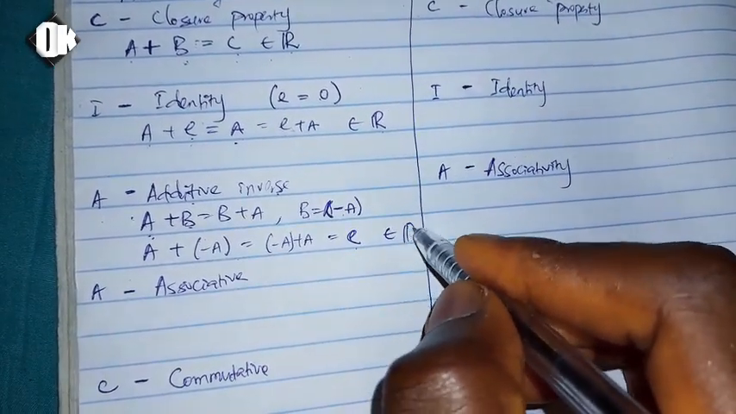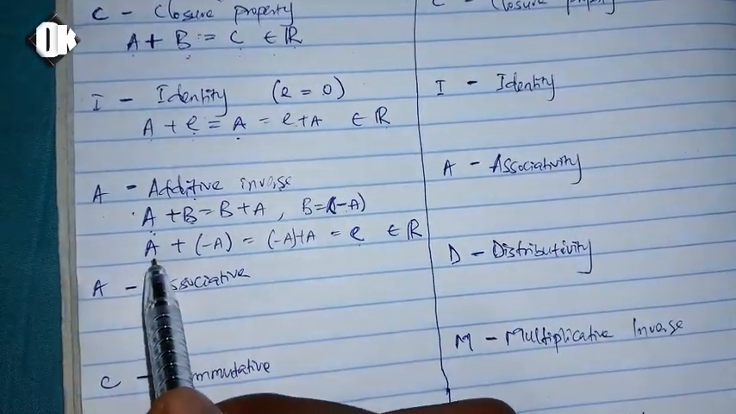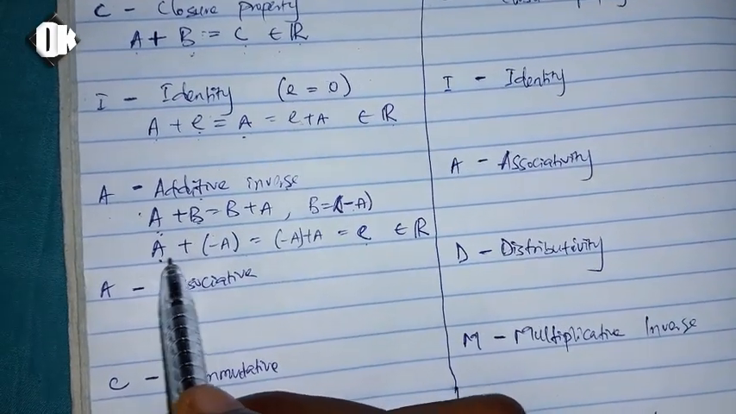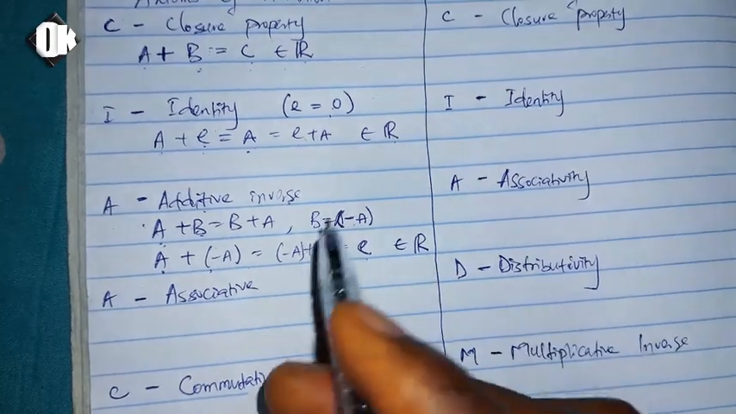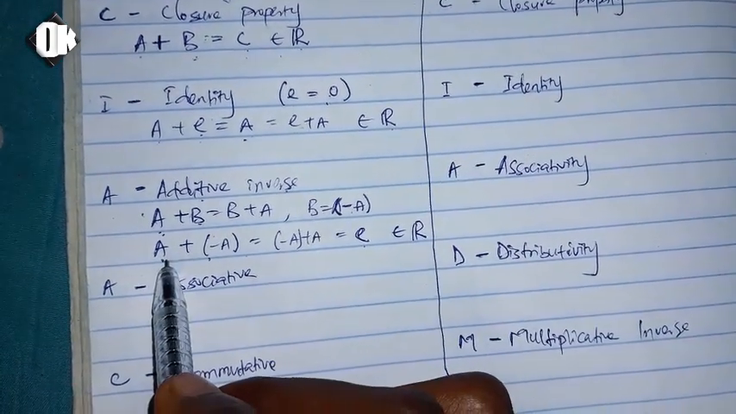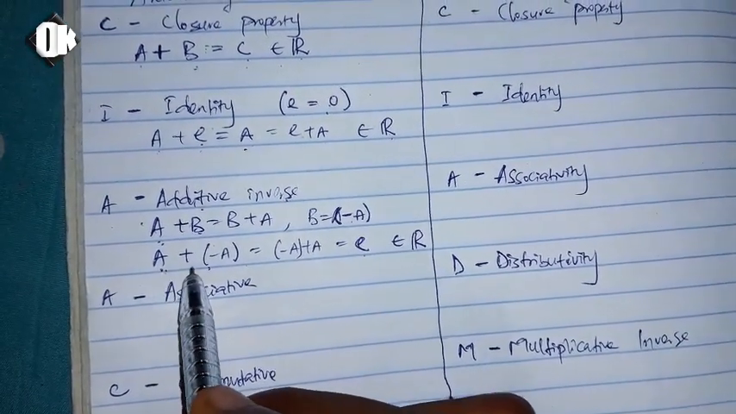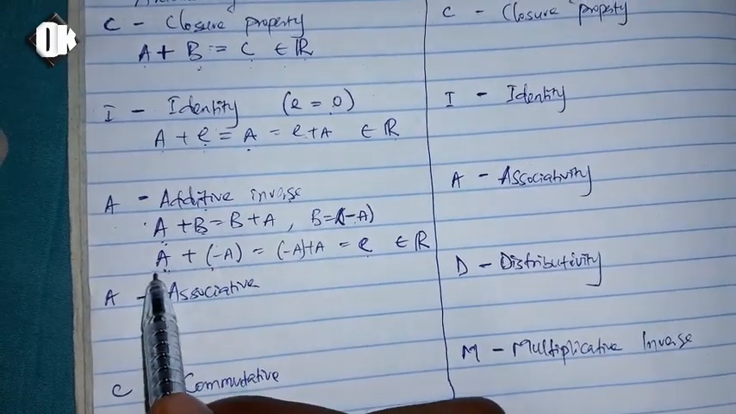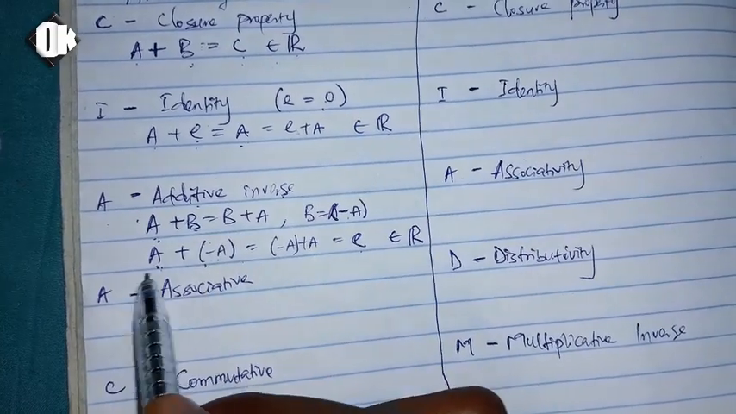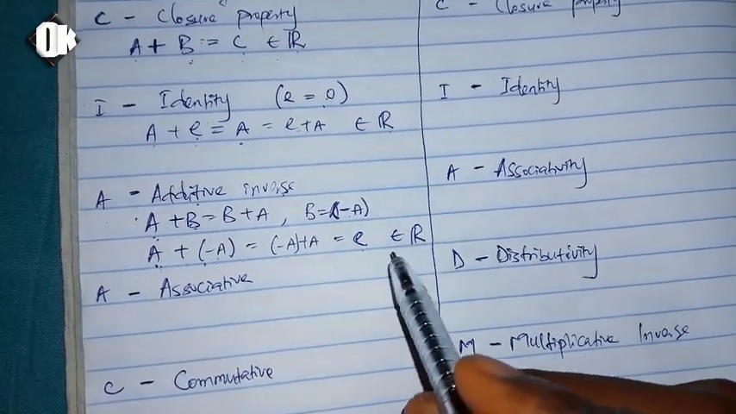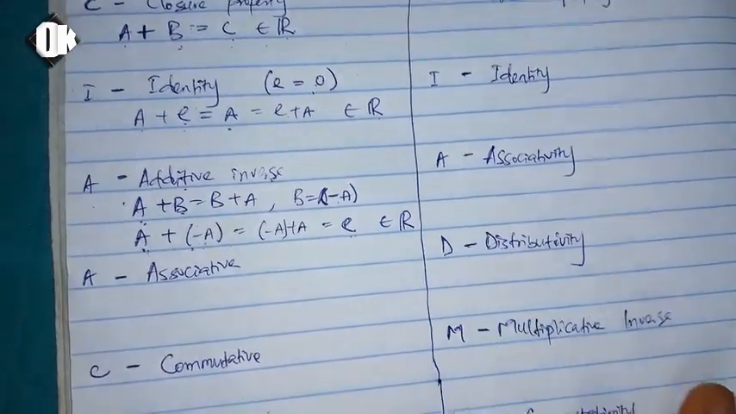All elements of the set of real numbers. That is, if my A is 4, that becomes 4 plus minus 4, that's 0. 0 is E. If my A was also minus 3, this becomes minus 3 plus 3, because this is minus A, which is equal to 0. And then that is the idea there.